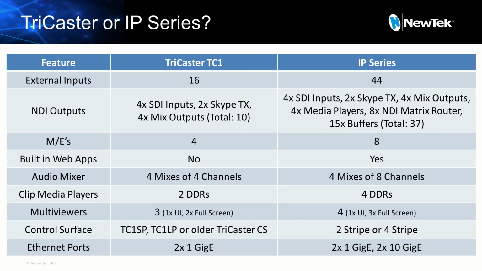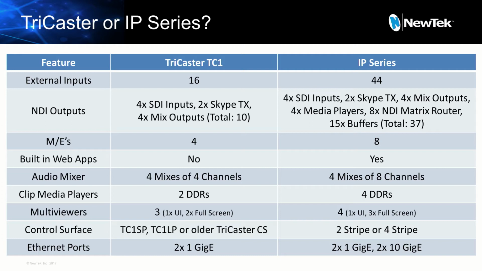So I want to go through and just talk about where the differences are, so that when you're talking to a client, you can be putting them in the proper system, or realizing that, hey, this is other stuff this system offers beyond just more inputs, because I know that's probably the one thing everybody does know, but you might not realize these other differences as well. So when we look at the number of inputs, obviously external inputs, TriCaster TC1 is 16, IP series is 44, so there's a very big difference right there.